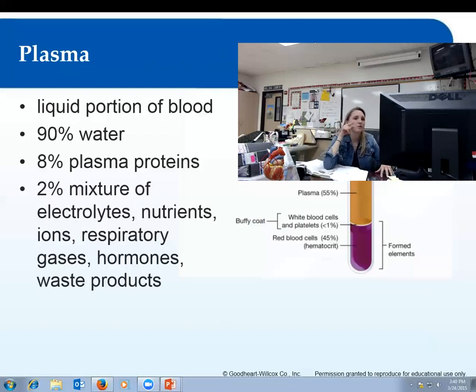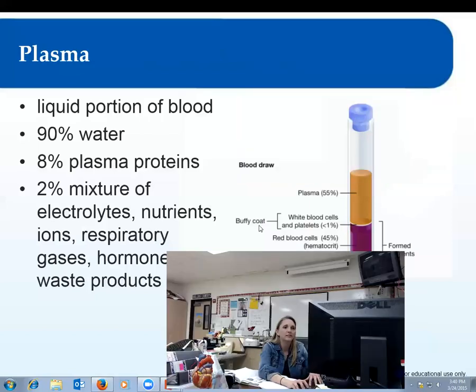Now notice in here you have one more area that you'll see in the lab, and that is the buffy coat, but it is still part of the formed elements. It's white blood cells and platelets. So those still count as formed elements, but that's the buffy coat. It would actually be in the middle between the plasma and the red blood cells.